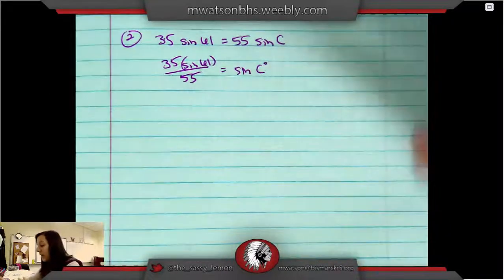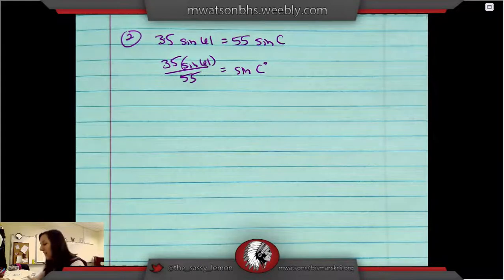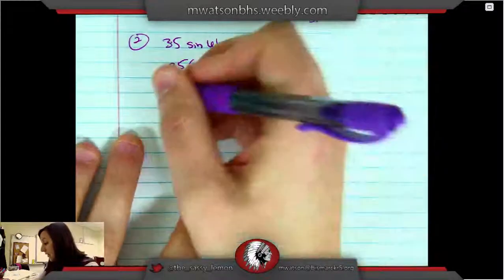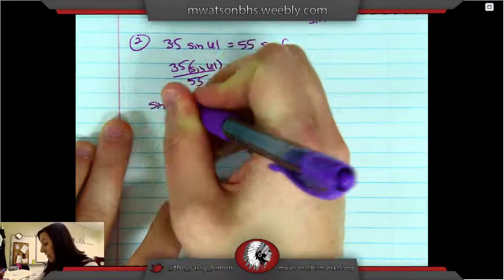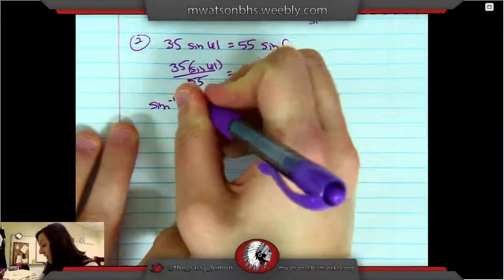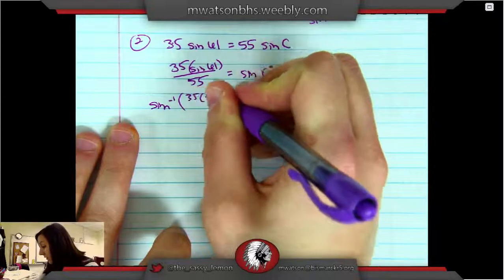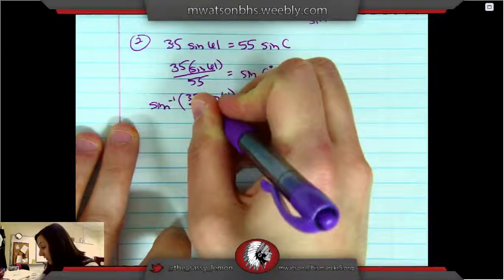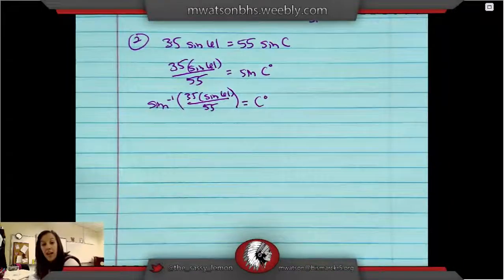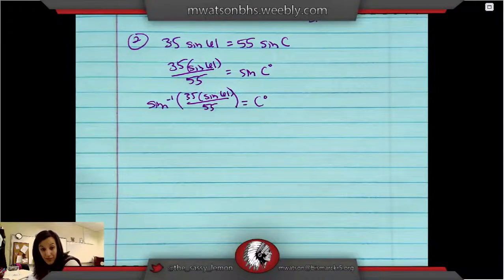So to get rid of sine, to get C by itself, we're actually going to do inverse sine, or arcsine is what it's called. So it'll look like this. We're going to do inverse sine on both sides. And that's what you end up with.